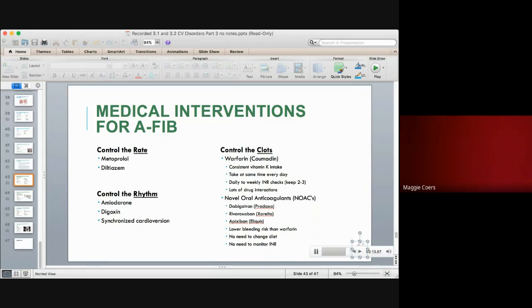There's really no need for the patient to change their diet. We don't need to monitor INRs. One of the important things is that we do still need to take them at the same time every day, and that's an important instruction to give to your patient. They're a lot safer, a lot less trouble, and they work at least as well as warfarin to prevent stroke. One of the downsides of some of these medications is they can be very expensive.